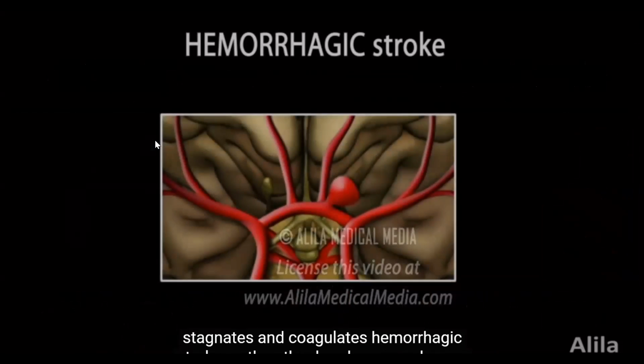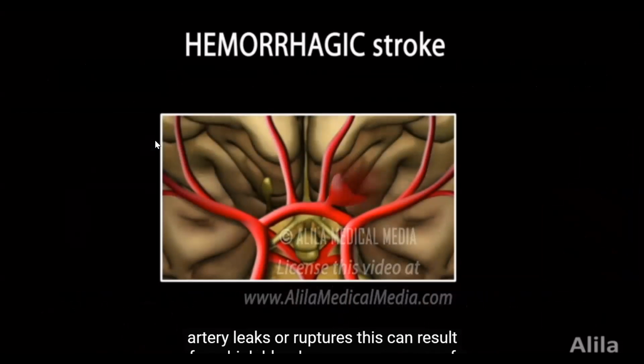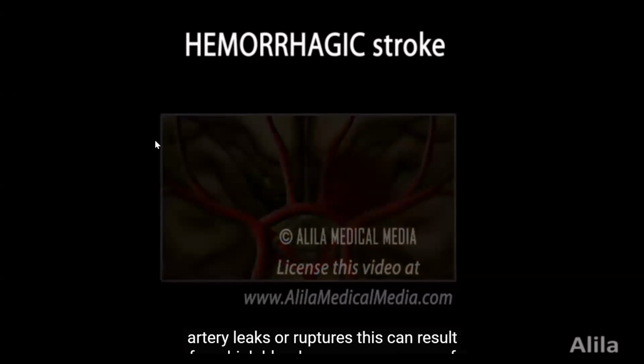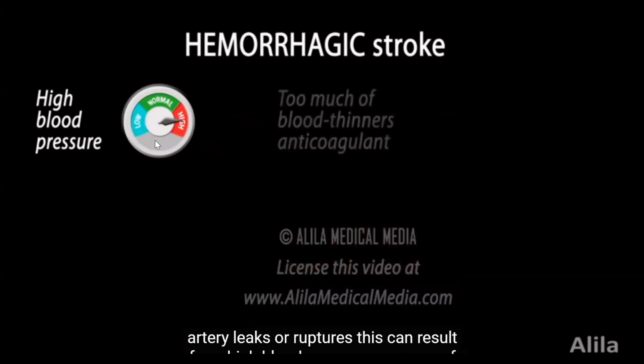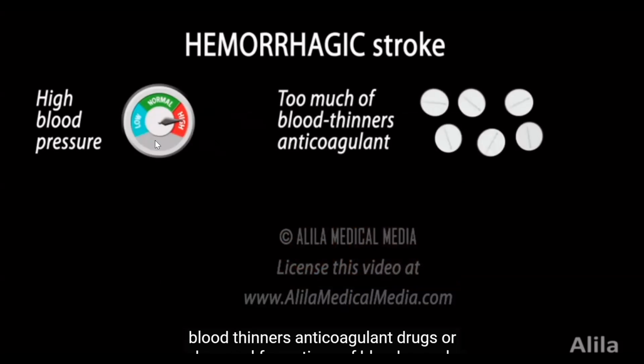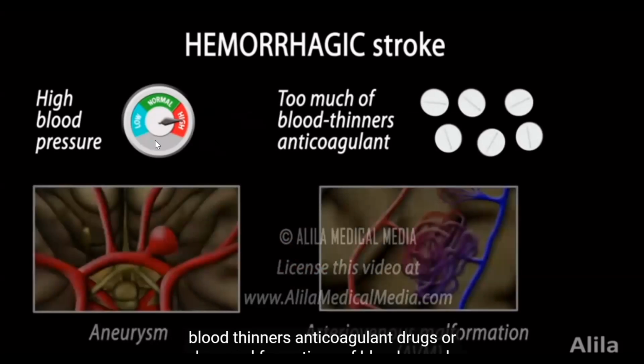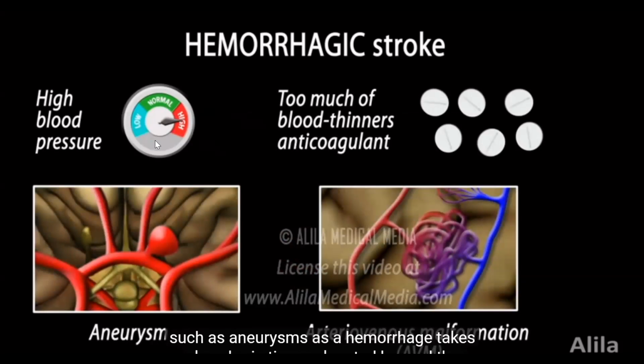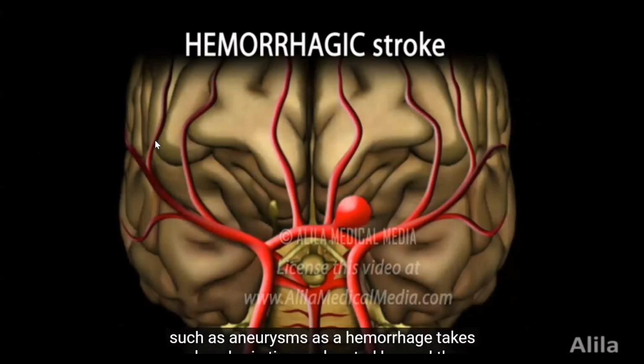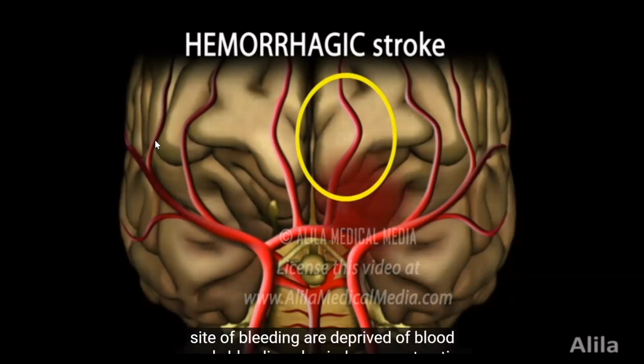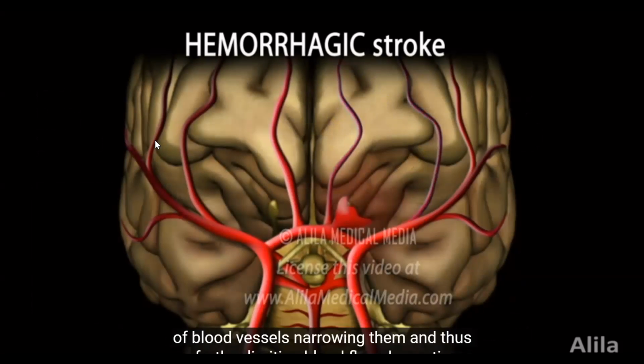Hemorrhagic stroke, on the other hand, occurs when an artery leaks or ruptures. This can result from high blood pressures, overuse of blood thinners, anticoagulant drugs, or abnormal formations of blood vessels such as aneurysms. As a hemorrhage takes place, brain tissues located beyond the site of bleeding are deprived of blood supply. Bleeding also induces contraction of blood vessels, narrowing them and thus further limiting blood flow.